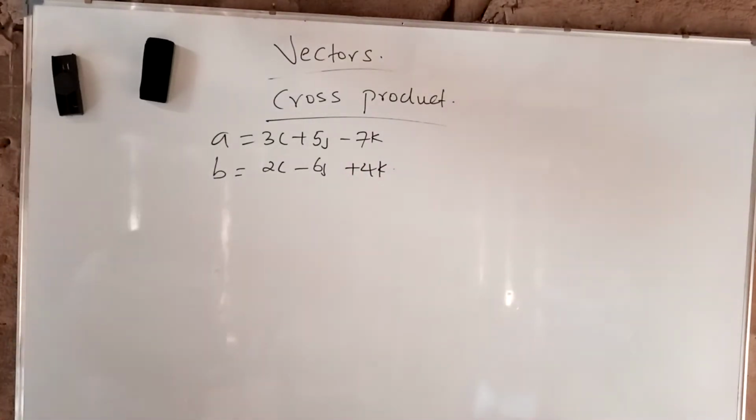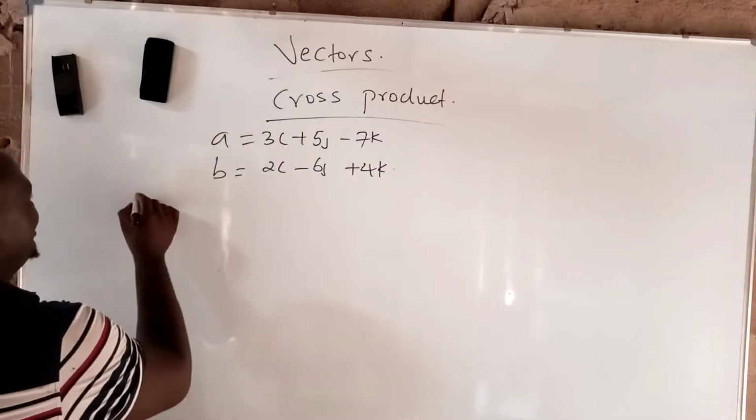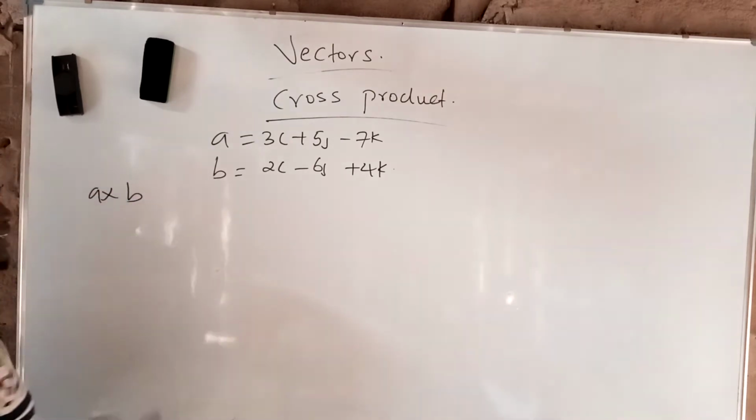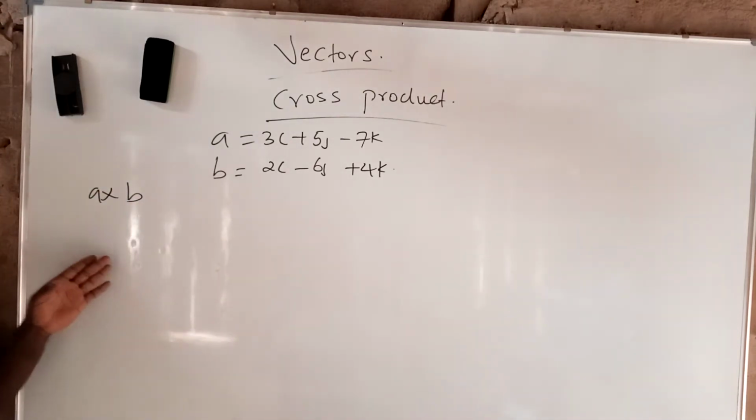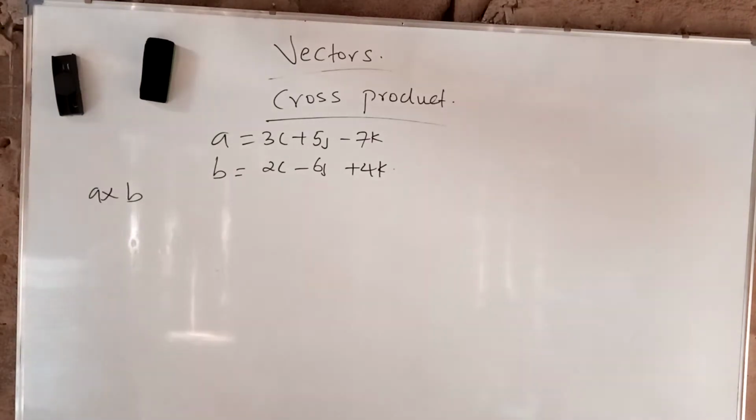Now listen, we are in cross product, and they want you to find A cross B. This is not a multiplication sign. Be careful, be very careful. Multiplication in vectors is A dot B. Be careful in this topic.